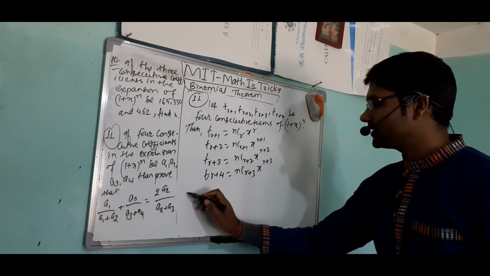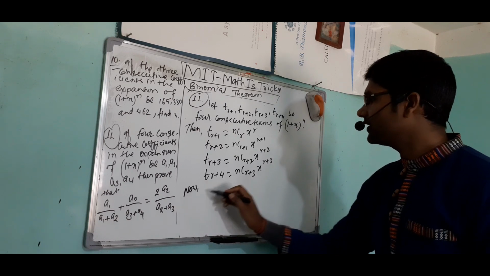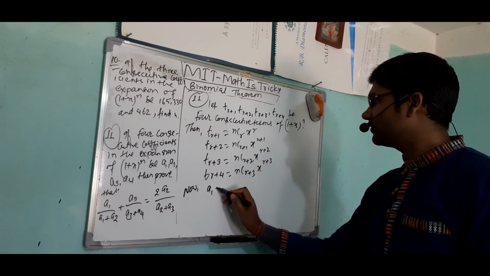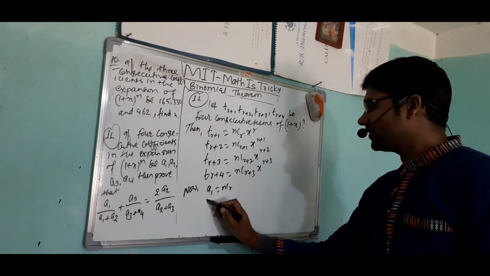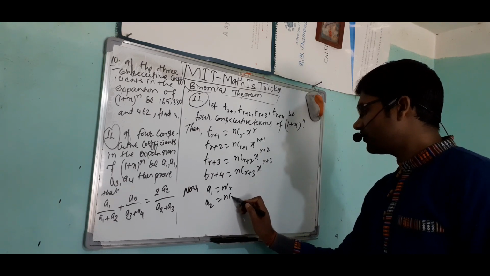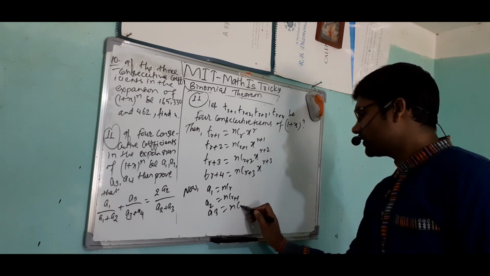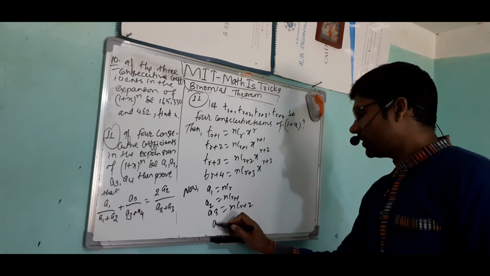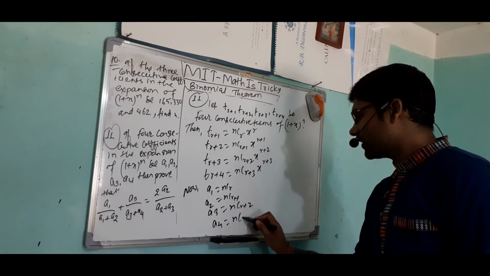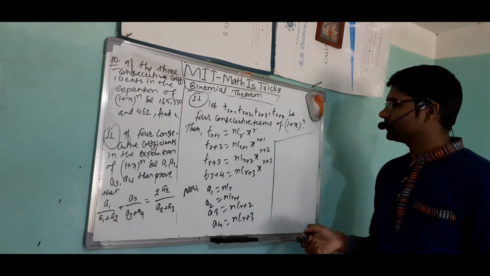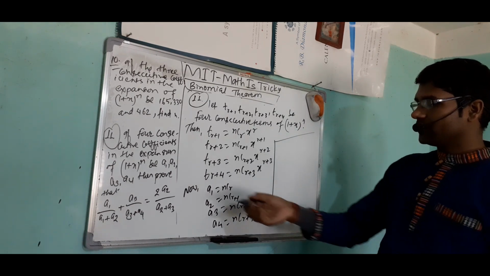Okay, by equation. Now we can write that these 4 consecutive coefficients are given to be a1 equals nCr, a2 equals nC(r plus 1), a3 equals nC(r plus 2), a4 equals nC(r plus 3). This is what we are given. Now to solve this, this is what we have to prove.